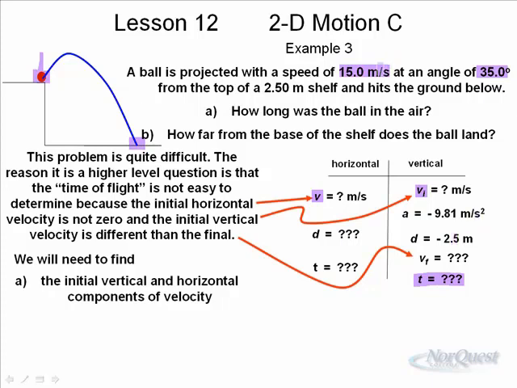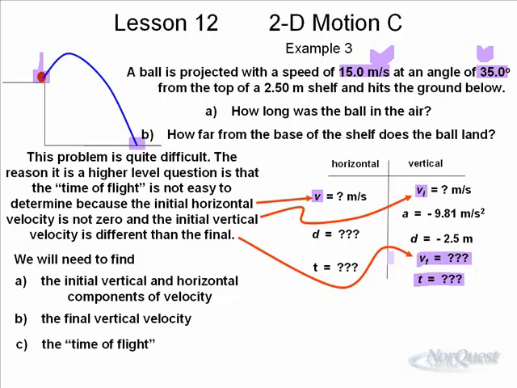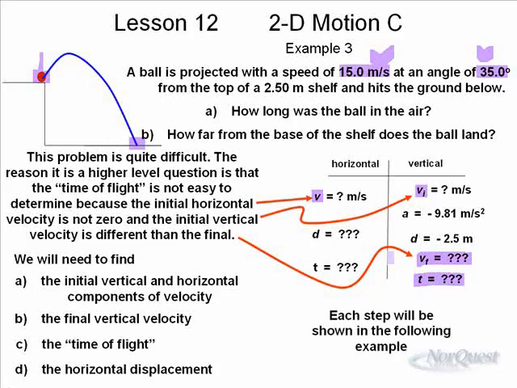All right, the 15 meters per second at 35 degrees can be found using trigonometry. Then the final vertical velocity is something that we will need. We didn't need it in the previous example, or we could assume that it was the same as the initial. Now we need it, or some other method, but let's stick to that. And then we get the time of flight, and finally, we'll get the horizontal. So each step will be shown in the following example.